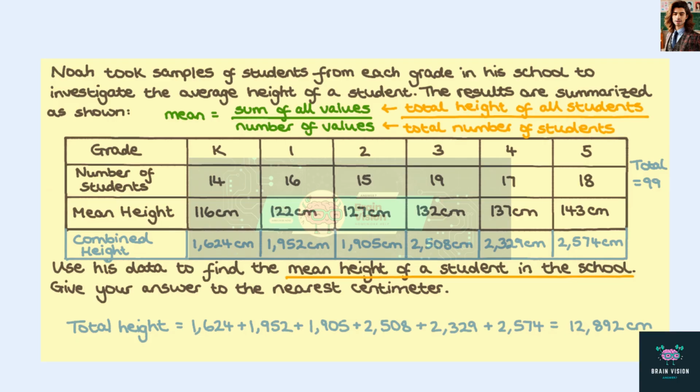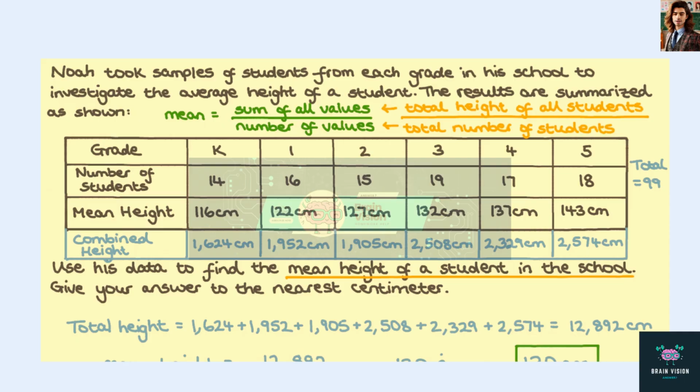12,892 centimetres. The mean height of the students across all grades is then equal to this total divided by the total number of students sampled, which was 99. This is equal to 130.2 recurring, or 130 to the nearest integer.